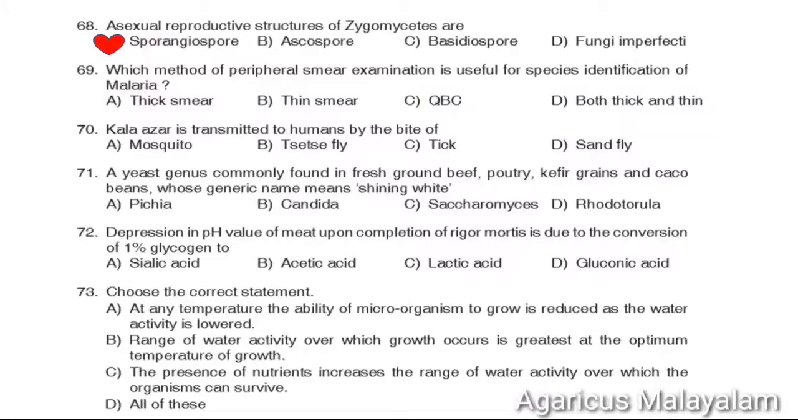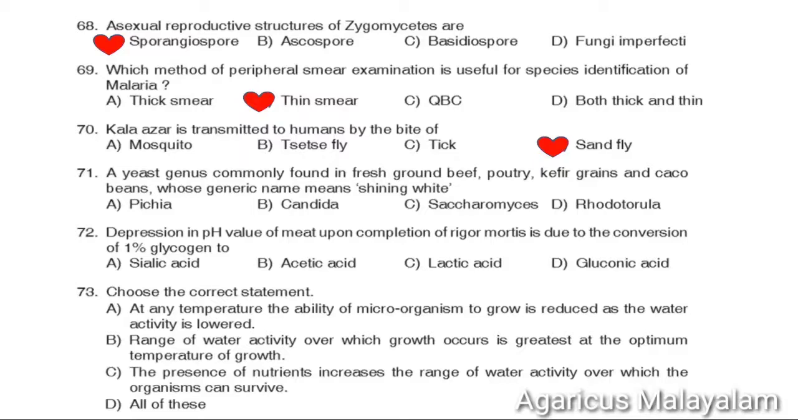69. Which method of peripheral smear examination is useful for species identification of malaria? Correct answer is option B, thin smear. 70. Kala Azar is transmitted to humans by the bite of. Correct answer is option D, sandfly.